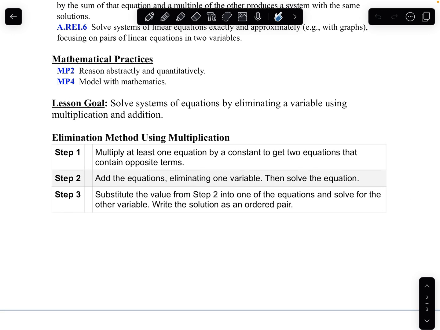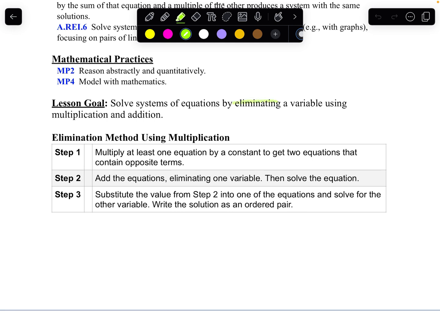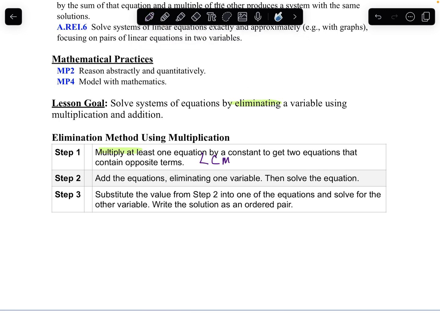When you solve a system by elimination, we're going to eliminate one of our variables. Yesterday, we just added and subtracted, but you might have noticed what happens if the coefficients aren't the same number. Well, here's what we're going to do. We are going to multiply to make them the same number. We're going to find the least common multiple, just like you do with fractions. Then we're going to go through the same steps like we did yesterday.